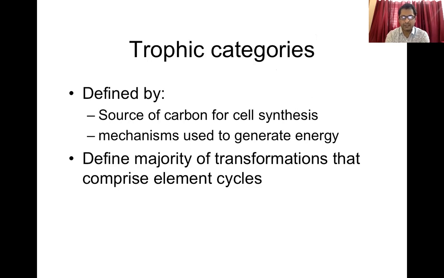So this was a classification on the basis of ecological parameters. Now the classification on the basis of trophic categories. On the basis of trophic categories, this can be defined on the basis of the source of carbon for cell synthesis and the mechanism used to generate energy. So this can be divided on the basis of two things. First, the source of carbon for cell synthesis.